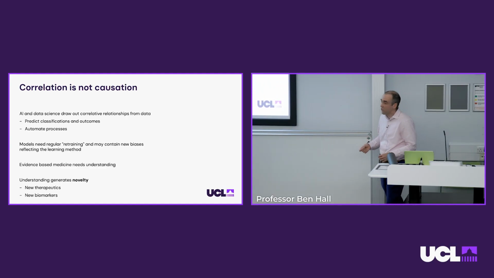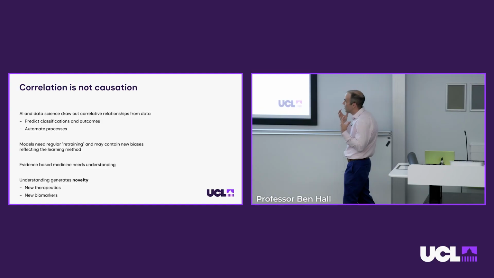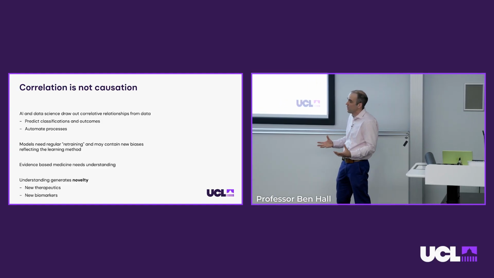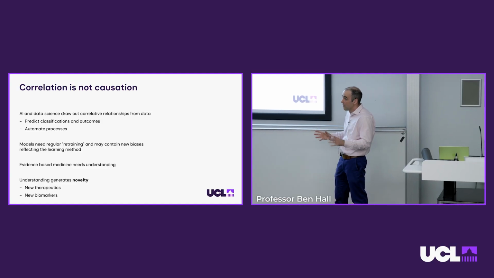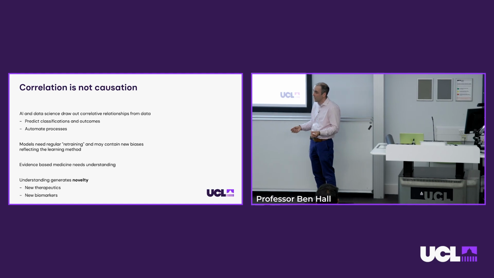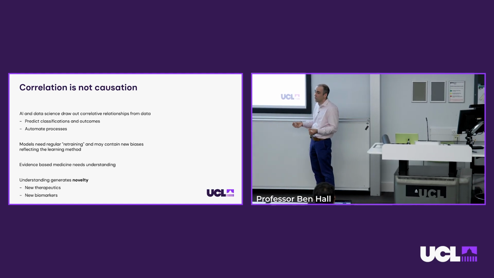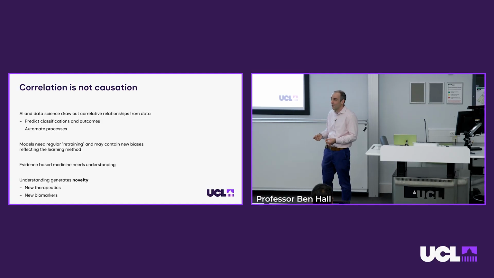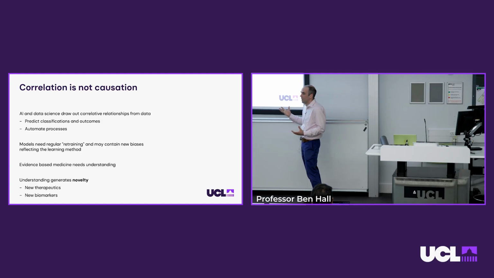This is really important because the kind of insights that AI and data science models can draw are correlative relationships from data. Now again, I can't stress enough that this is still incredibly powerful. To be able to predict classifications and outcomes accurately is important. With large language models, we're seeing the application of this to language, allowing us to automate processes like software development, text generation and text analysis. These are incredibly powerful and useful things potentially.